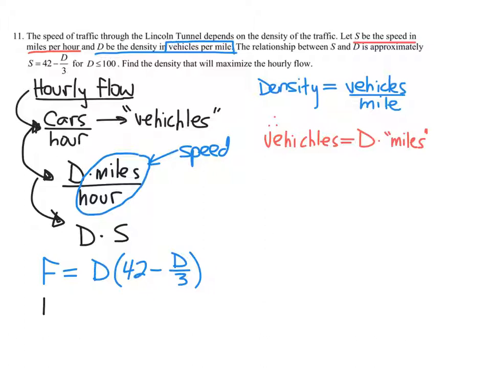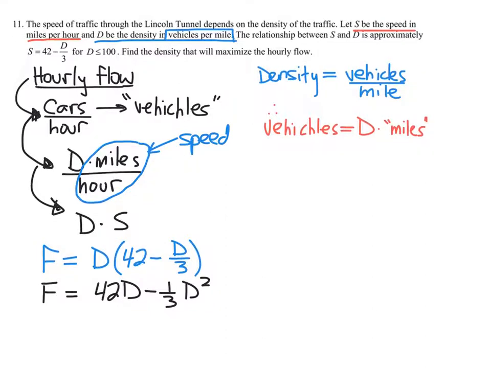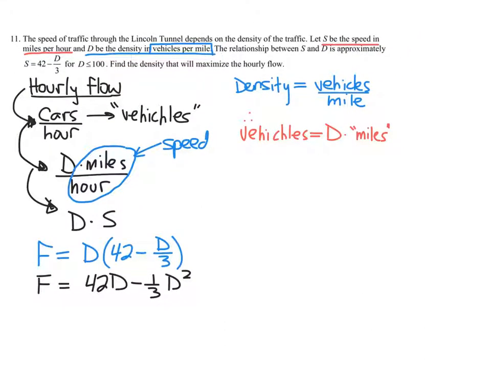All right, if I distribute, F would be equal to 42d minus 1/3 d squared. So now what we're looking at is a relationship between hourly flow and density. So if I optimize this, I'll have what I'm looking for. So, you know, barring any negligence on my part in terms of the units, F prime is 42 minus 2/3 d. Now this is continuous and differentiable for all d.